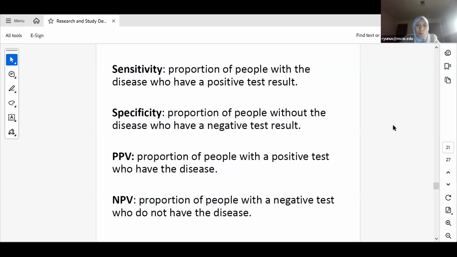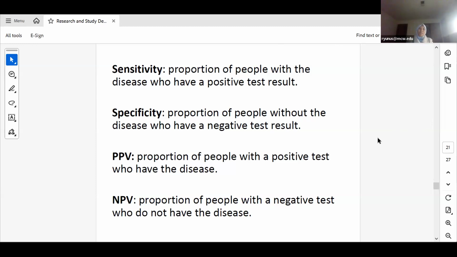Sensitivity basically means the proportion of people with the disease who have a positive test result. I apologize for this, it's actually blocking your view, I think. I'm not sure how to move this. Okay, so I'll read it out to you.